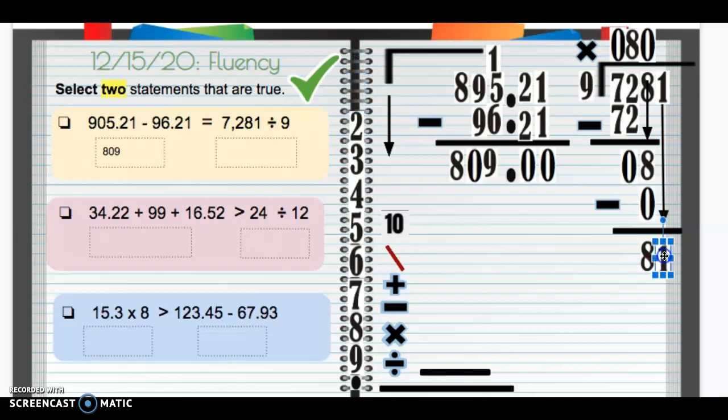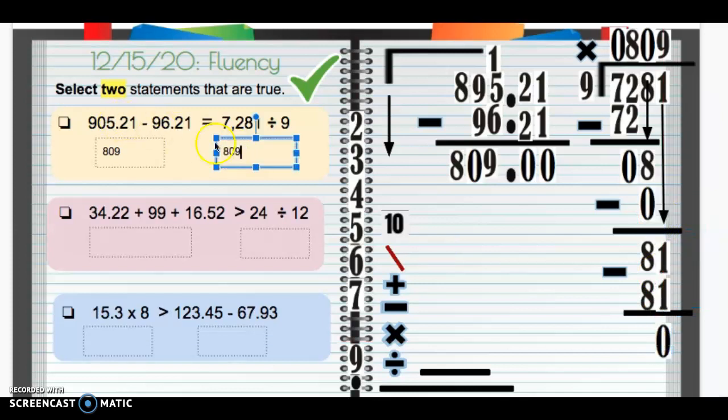And then I ask myself, how many times can 9 go into 81? Well, 9 times 9 gives me 81. So I put my 9 above. Again, you guys will have enough digits. 81 minus 81 is 0. So my answer is 809.